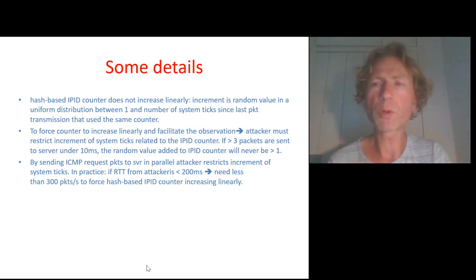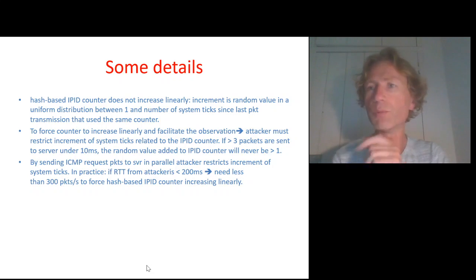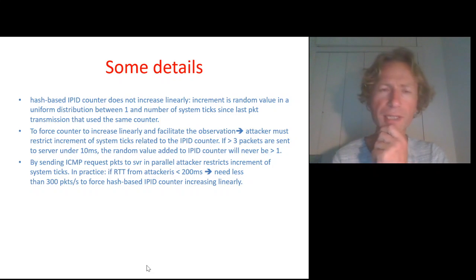So it's actually a little bit more complicated than this, because normally the hash-based IP ID counter does not increase linearly. The increment is some random value in a uniform distribution between 1 and the number of system ticks since the last packet transmission that used the same counter. Complicated. So how do we deal with that? We have to somehow make sure, or try to make sure, that it sends these counters in a way that they increase linearly.